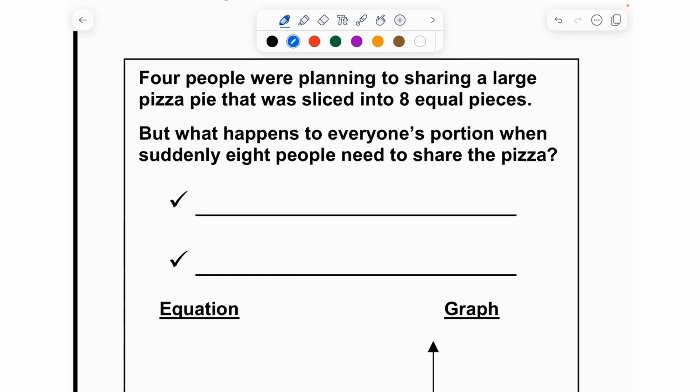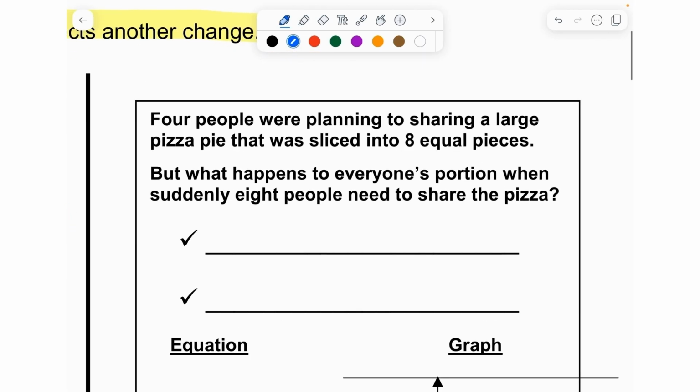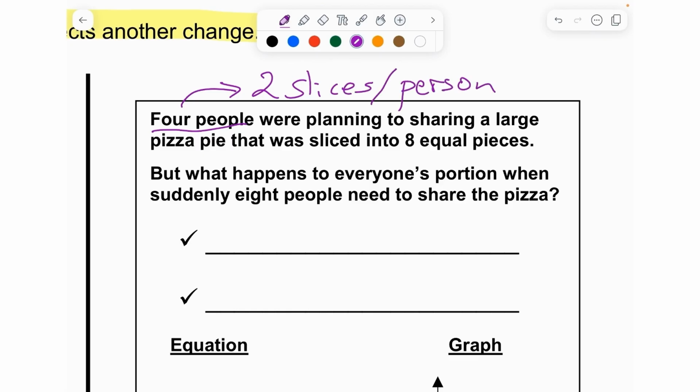So 4 people were going to share a large pizza pie that had 8 equal slices. Just stop right there for a second. What is true? If 4 people are going to be sharing this pizza, everybody's going to get 2 slices. I probably would need to order another pizza to get a few more slices, but right now, everybody gets 2 slices.